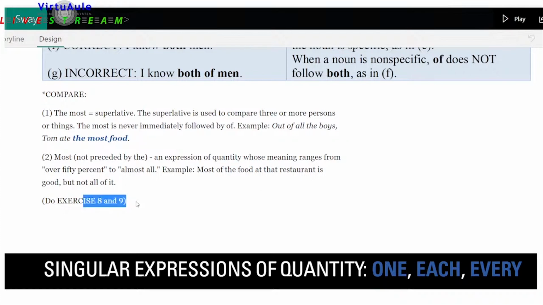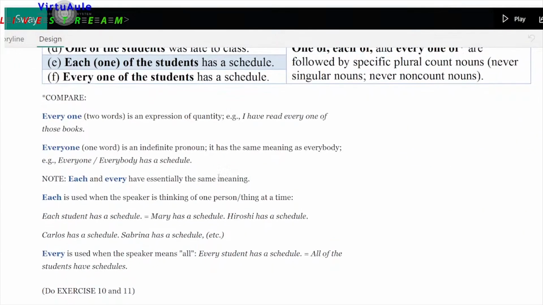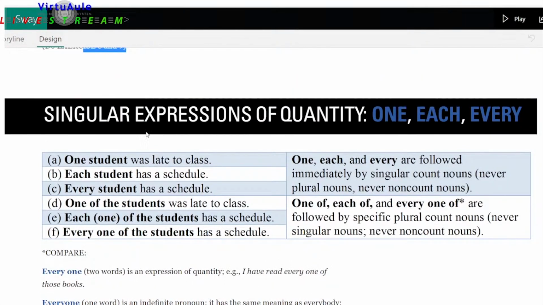Okay, you can do exercises 8 and 9. Let's finish with the last singular expressions of quantity: one, each, and every. Letter A, one student was late to class. B, each student has a schedule. C, every student has a schedule. D, one of the students was late to class. E, each one of the students has a schedule. F, every one of the students has a schedule.